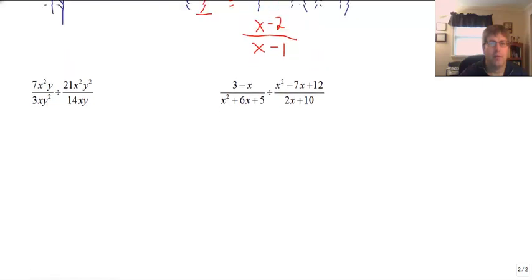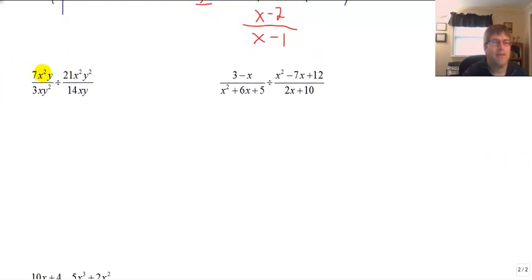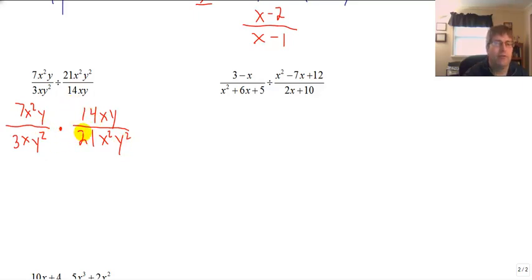Our next sample problems are a couple of division problems. 7x squared y over 3xy squared divided by 21x squared y squared over 14xy. So I'm going to rewrite my problem: 7x squared y all over 3xy squared times, and multiply by the reciprocal. So I flip my fraction and multiply. And now I can do some simplifying.